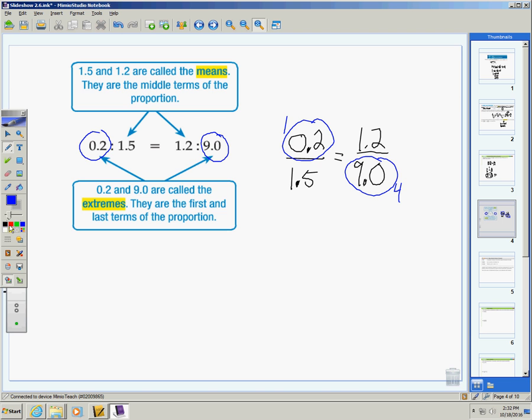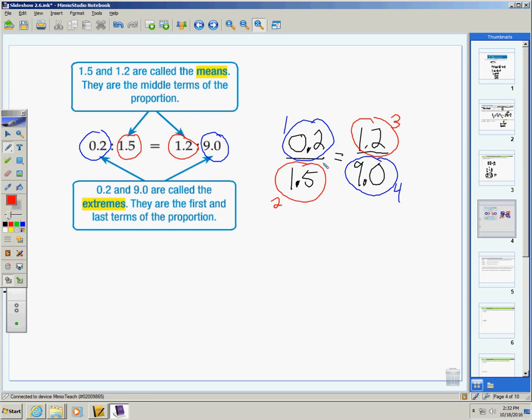And then we have the means. The means are the middle parts. And if I was going through 1, 2, 3, 4, that would be my second and my third number. Okay, you've probably already seen this before. Just remember, extremes are on the outside, means are in the middle.